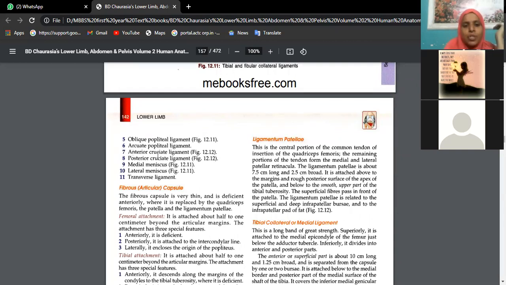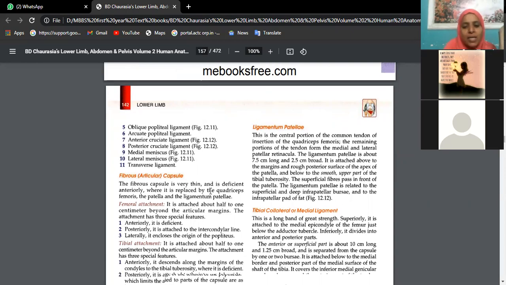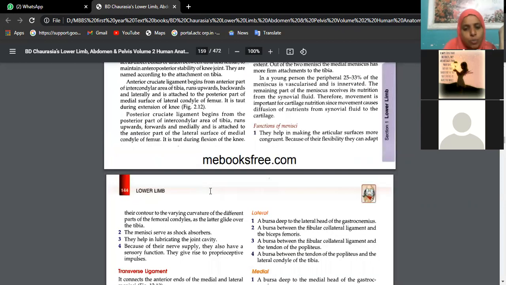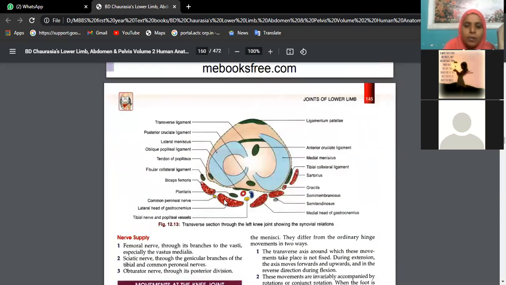Cruciate ligaments are crisscross ligaments which run from the inferior surface of the medial and lateral condyles of the femur to the superior surface of the medial and lateral condyles of the tibia. Medial and lateral menisci are nothing but the fibrocartilaginous discs which are attached on the superior surface of the tibia. You can see this is medial meniscus and this is lateral meniscus.